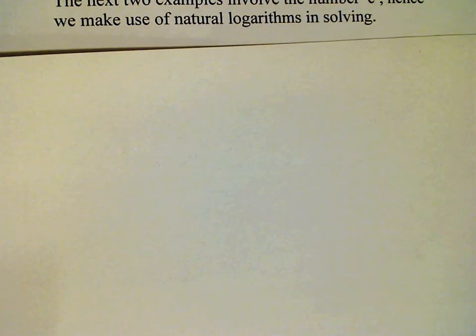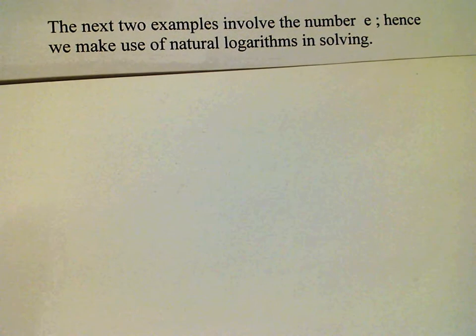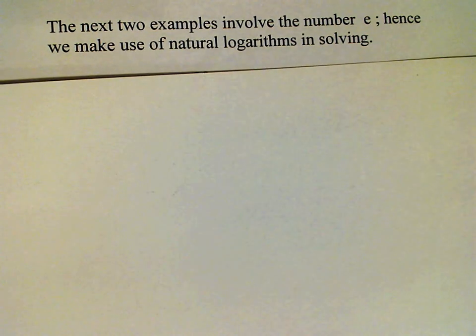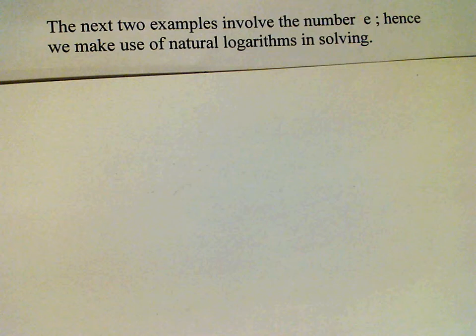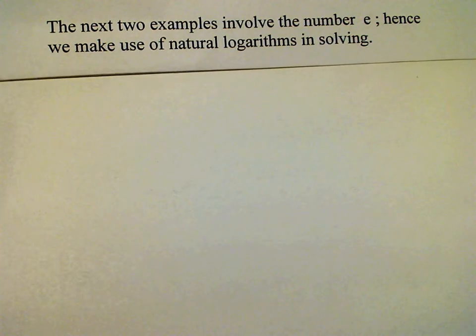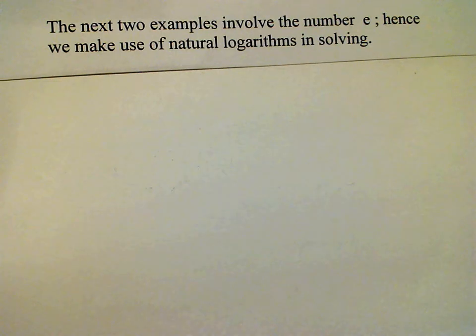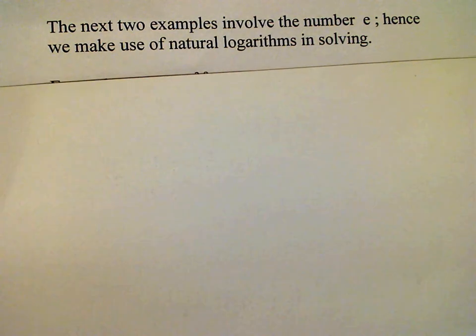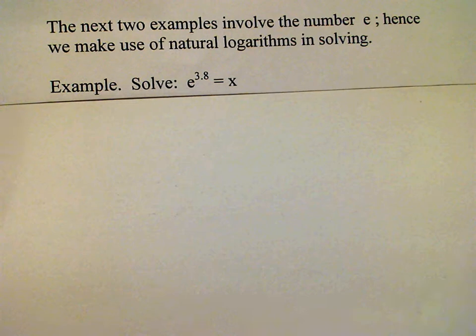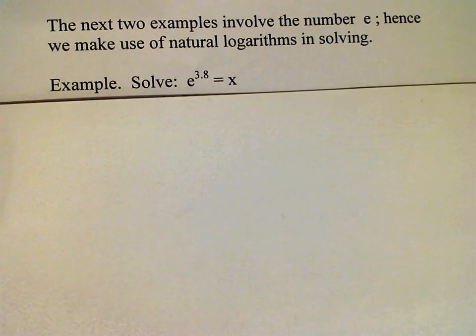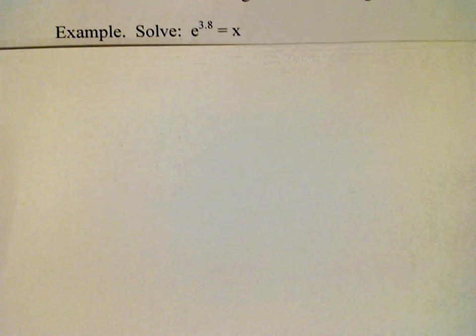Now let's look at some examples involving natural logarithms. The examples we looked at so far did not involve the number e, but occasionally you will run into problems where the number e is involved, and if that's the case, then you should use natural logarithms. So for example, we have e to the 3.8 equals x. This is easy. All we have to do is raise e to the 3.8 power and get our answer.